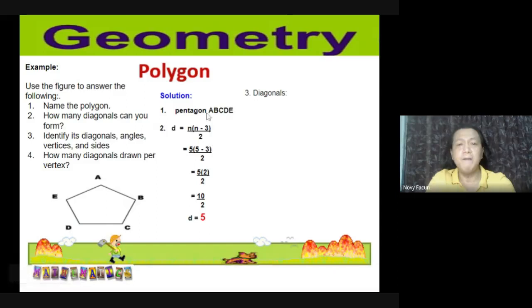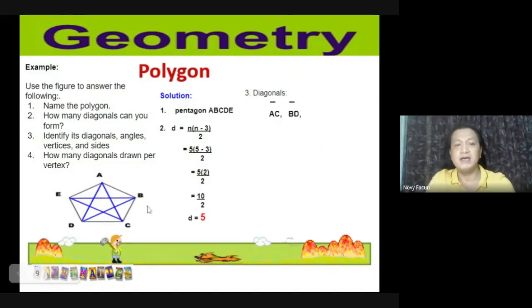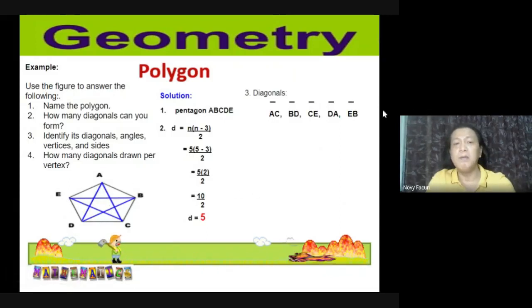And for number 3, we are going to identify its diagonals. So para makita natin, mag-draw tayo. We have this, no? So then kapag naka-draw ka na, makikita mo na siya. We have segment AC, ito yon. Next we have segment BD, ito yan. Then segment CE, ito naman yon. Then we have segment DA. And last one, we have segment EB. So, kung mapapansin mo, kung ilan yung nilista mo na diagonal, same lang yung bilang dito sa ginamitan natin ng formula.